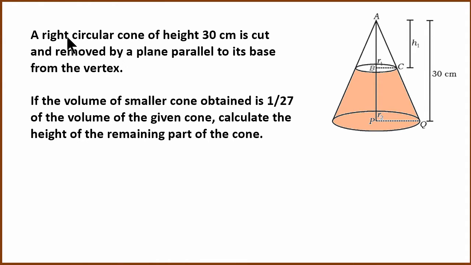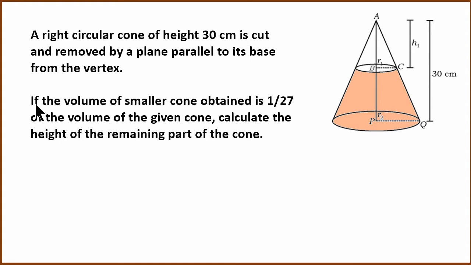The question says a right circular cone of 10 centimeter is cut. So there is a right circular cone like this, of which it is cut at this point, and it is removed by a plane parallel to its base from the vertex. What it basically means is this surface here is parallel to the base.